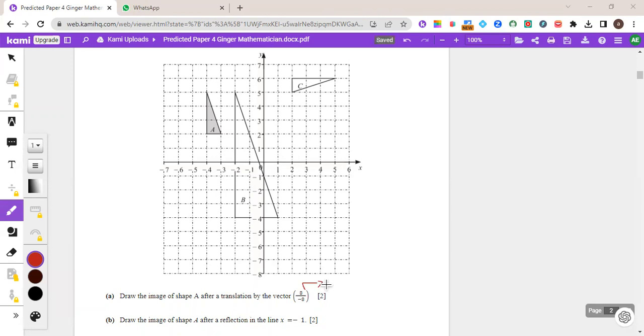Yes. So 8 units up or right? Right. Then 8 units down.